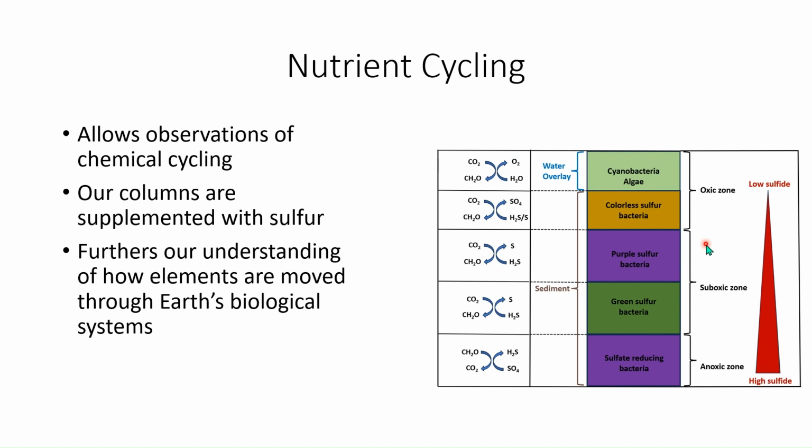So these Winogradsky columns, again, allow for observations of chemical cycling. We can see this in the left-hand column here of all of these chemical cycles taking place. Our columns, again, are supplemented with sulfur so that we can exemplify these different layers. And they're used to further our understanding of how elements are moved through Earth's biological systems.